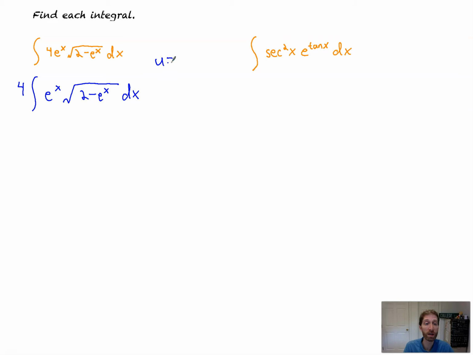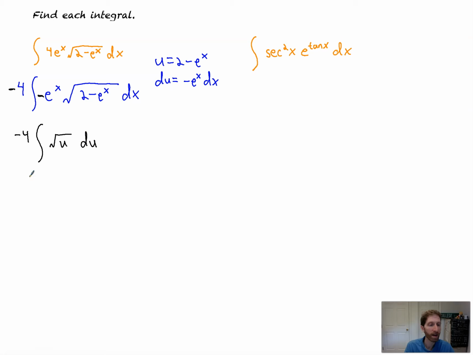So I'm going to let u equal 2 minus e to the x. The derivative of that is going to be minus e to the x dx. So we don't have a minus, so I'm going to put a minus here. I'll do that in a different color to set it off. I've got a minus, and then the minus. That cancels each other out. You now have minus e to the x dx. That is du. So minus 4 integral the square root of u du.